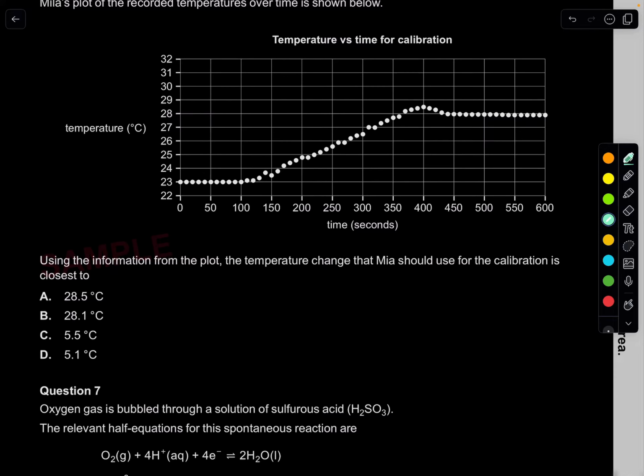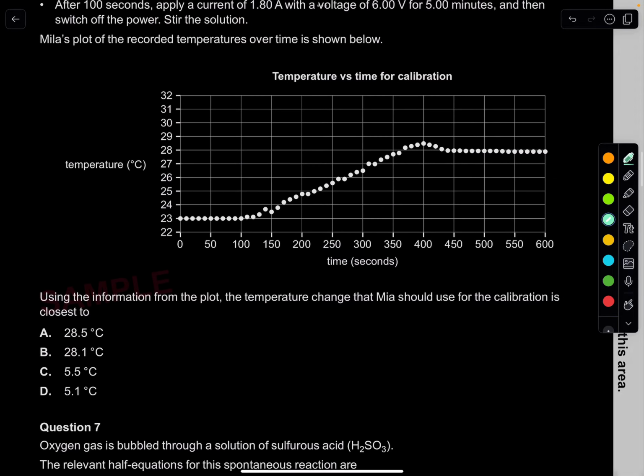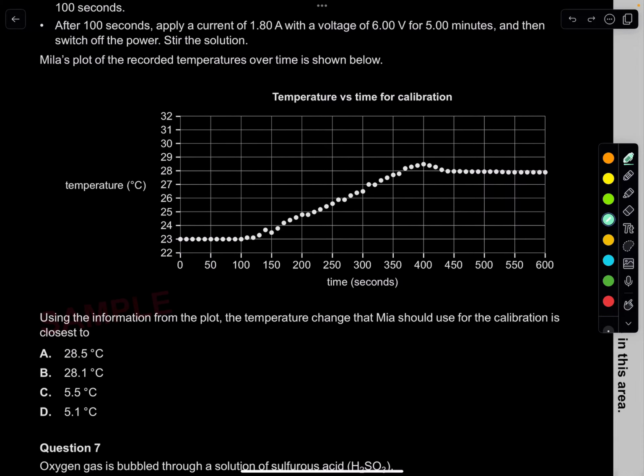Ooh, easy. Now, have a look at this. You can see that around 100 seconds is when they turn on the voltage, and you can see the temperature is rising. Around here, they shut it off at like 400 seconds. But there's a big problem.